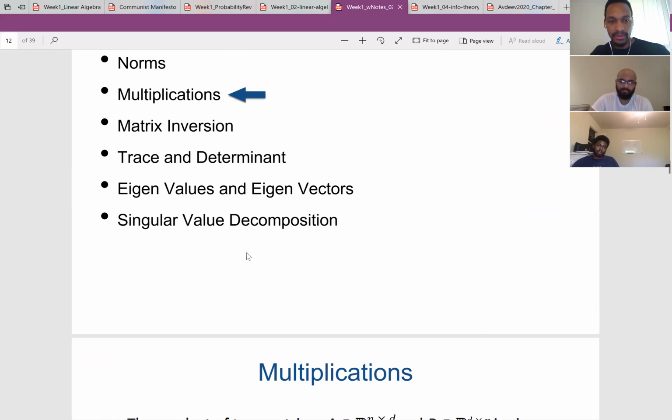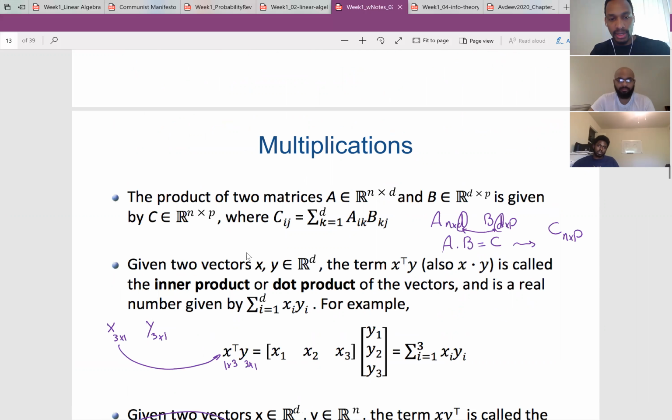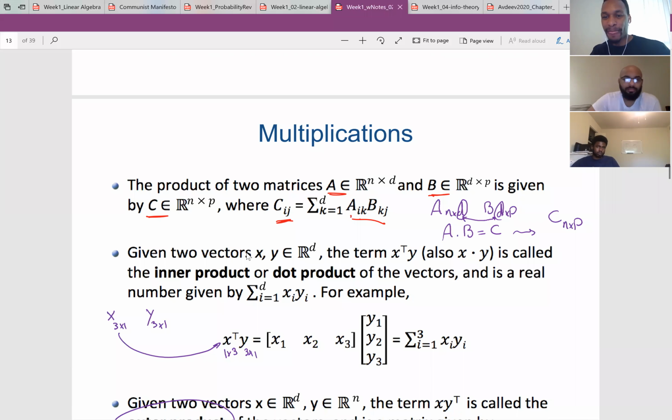Okay, so multiplication. We know the product of two matrices A and B is given by C, where the I, J component is given by the sum over the products, with I being the rows and J being the columns. I'm not going to go into detail on this, since you probably already know how to do matrix multiplication. And you know that the inner dimensions have to match.